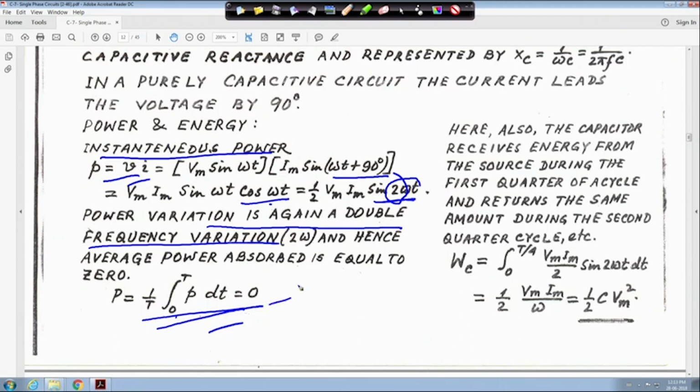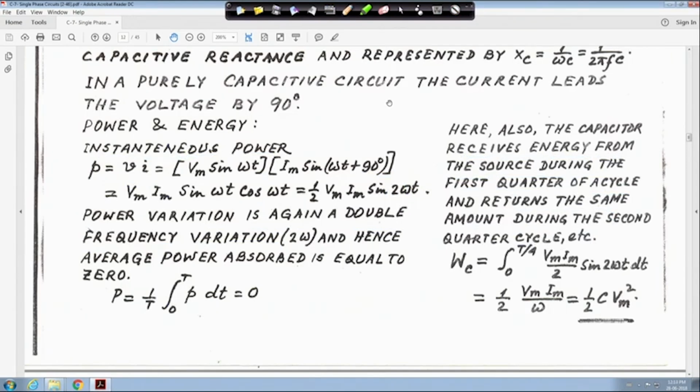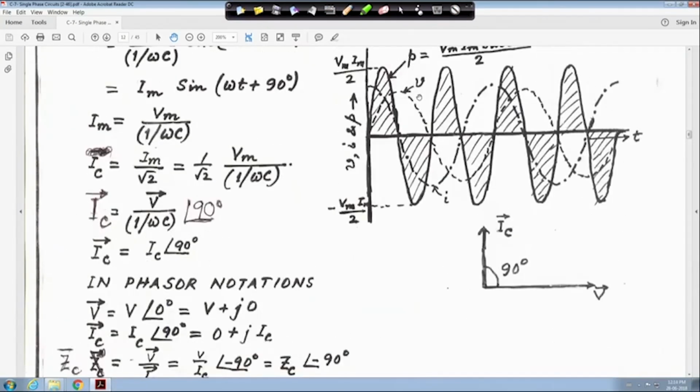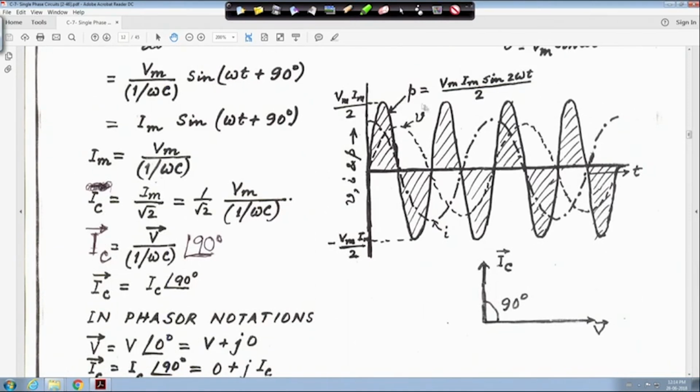But here the capacitor receives energy from the source during the first quarter of the cycle and returns the same amount during the second quarter of the cycle. For example, come to this phase diagram. This is your power plot. This is voltage and current. Here current is leading by 90 degree, because it is reaching peak faster than the voltage. This is I C is equal to the peak value I m, that is V m upon 1 upon omega c, and power is at double frequency.